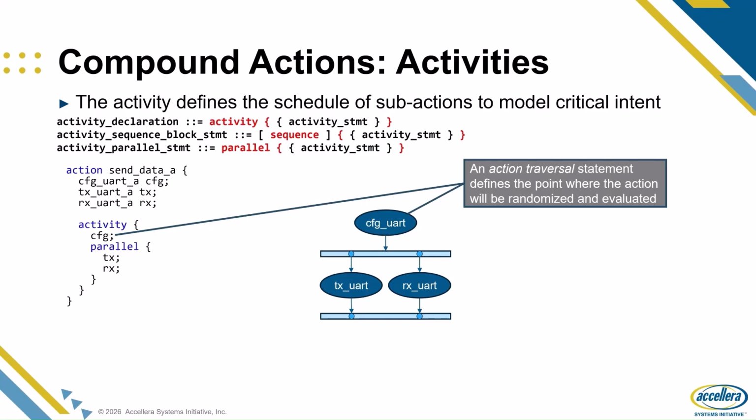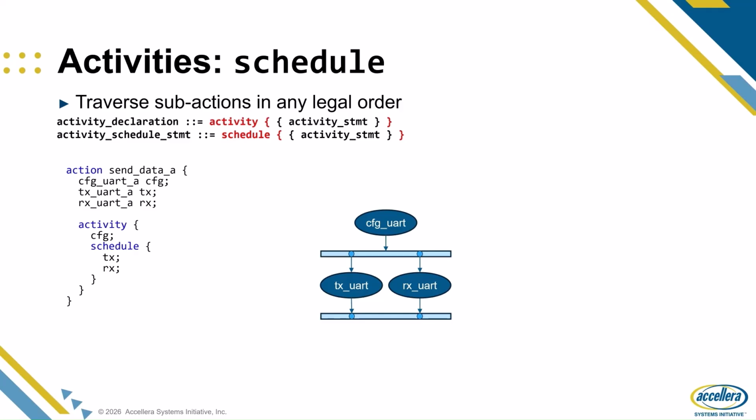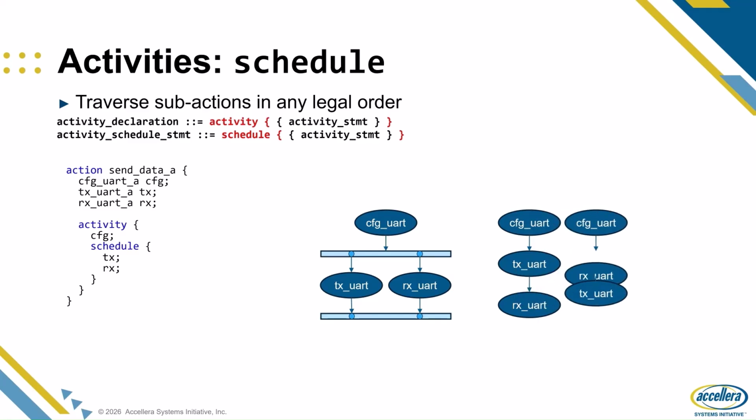The sequence keyword is optional, so you can describe the same scenario more concisely as we see here. The schedule statement tells the solver to traverse the subactions in any legal order. So in addition to running TX and RX in parallel, we could also traverse them in sequence. And in the absence of any other constraints, we can also traverse RX before TX in sequence. So the schedule statement will choose a random order of its subactions that is legal according to whatever constraints may also be defined.